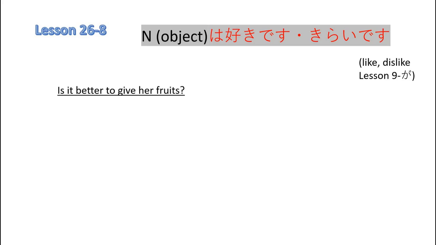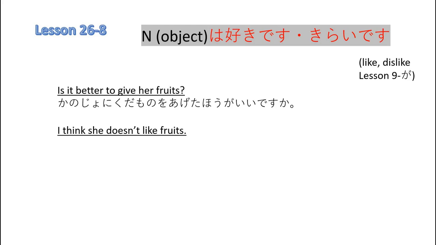For example, is it better to give her fruits? 彼女に果物をあげた方がいいですか? I think she doesn't like fruits. So here the emphasis is not on fruits. The emphasis is she doesn't like. She doesn't like fruits. 果物は好きじゃないと思います。So I think she doesn't like fruits.